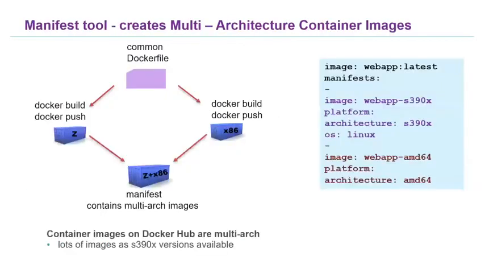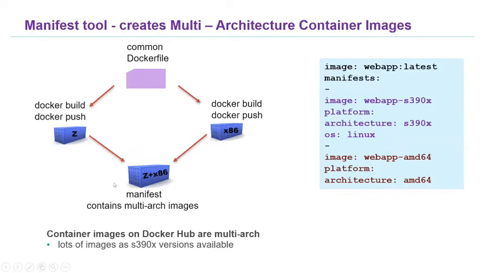So what you have to know is that a Docker container is built based on a Dockerfile. The Dockerfile contains the instructions on how to build that container. And the same Dockerfile can be built, and the same commands can be used to do it on x86: docker build and docker push. Same on Z: docker build and docker push.